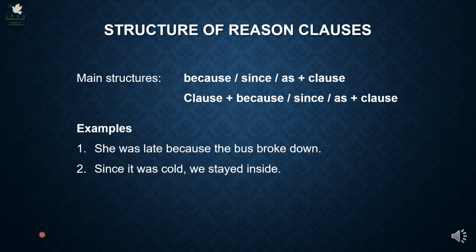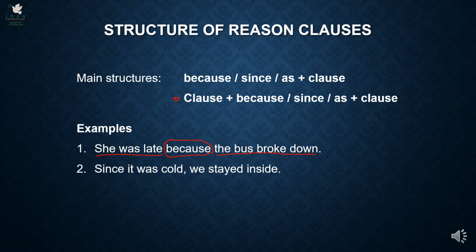Let's see now, based on the structures, what's the difference. The first one said she was late. That's first. This is a clause. Then we have a linking word, which is because. Then the bus broke down. This is another clause. We have started with a clause, because, then another clause. The second, since it was cold, we stayed inside.